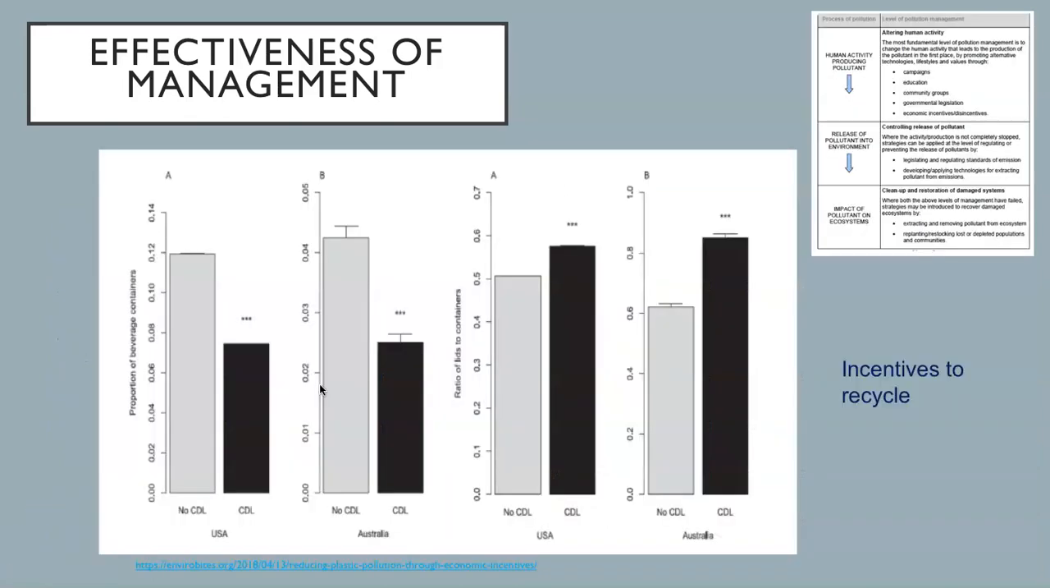In this study, comparisons were made between states with and without cash incentives for properly returning beverage containers, both within the United States and Australia. Debris surveys revealed that states with cash incentives had proportionally 40% less littered containers than states without cash incentives. At what stage of the process of pollution is this? What level of pollution management does this address?